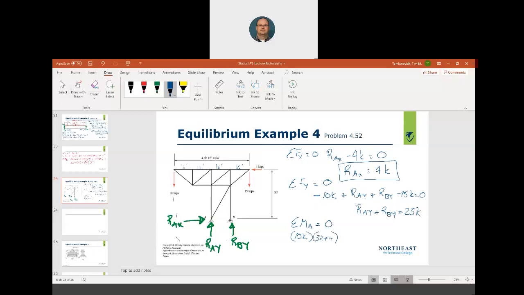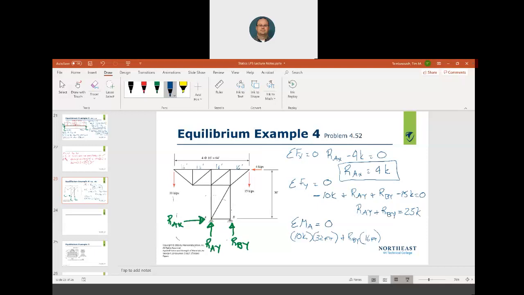Okay. Now I'm at RAY, RAX. Now I'm at RBY. That is going counterclockwise also, so that's plus RBY times 16 feet, right? Perpendicular distance. Okay. So counterclockwise, counterclockwise. 15 kips.